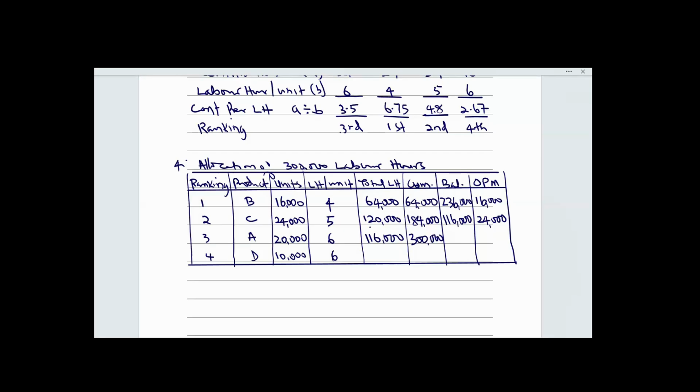300,000 minus 300,000 labor hours available. You have a balance of 0. Therefore, how many units of product A are we going to produce? For product A, we don't have sufficient. We need 120,000 labor hours to produce. We don't have 120,000 hours. We only have 116,000, and that's what we allocated to A.